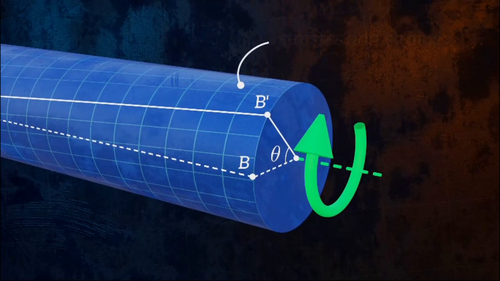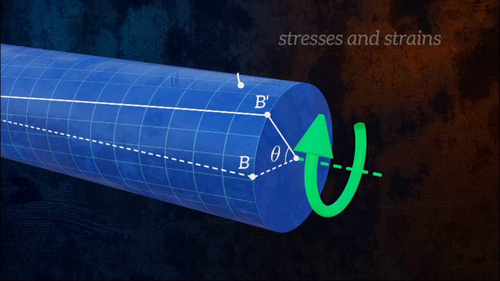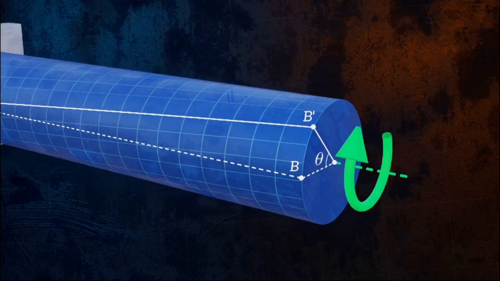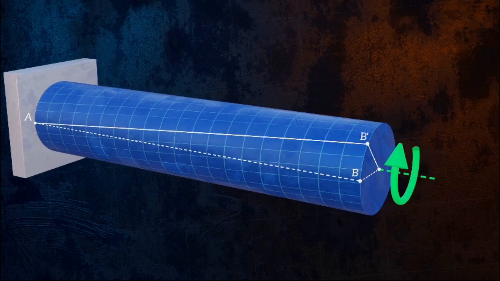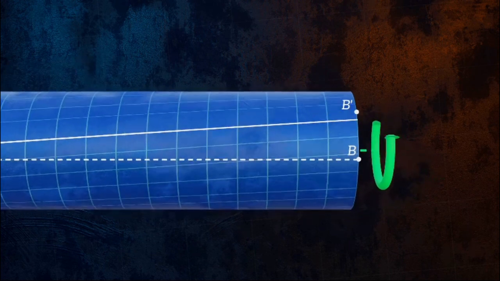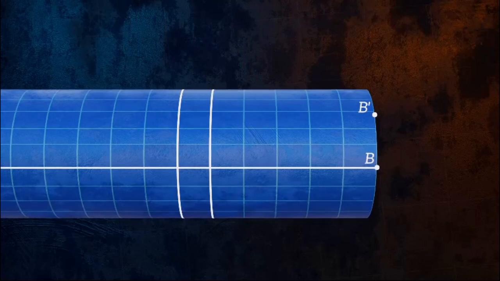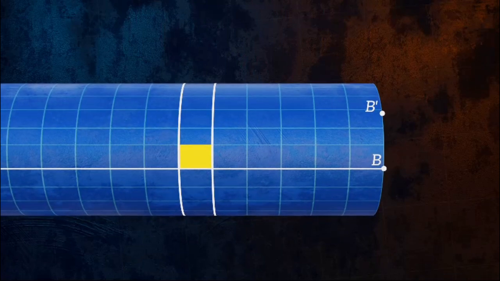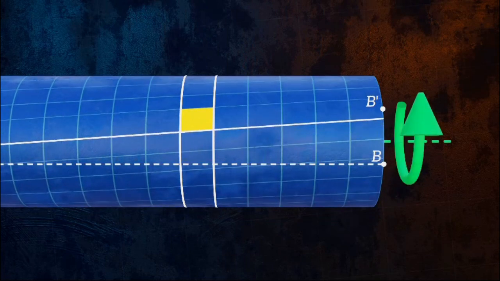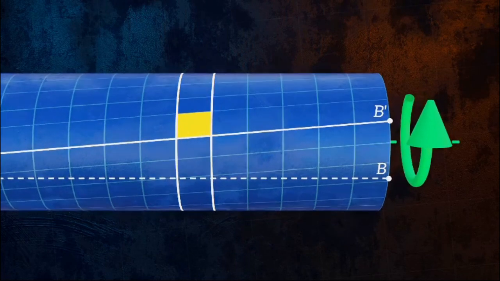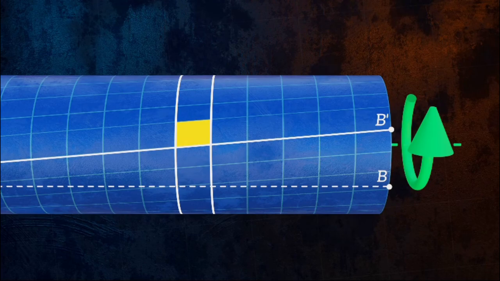Torsion generates stresses and strains within the bar, which we need to be able to calculate so that we can make sure our bar won't fail. To figure out how to calculate these stresses and strains, we can start by observing how a small rectangular element on the surface of our bar deforms. The element is initially rectangular, but when the torque is applied, it gets distorted. Let's take a closer look.